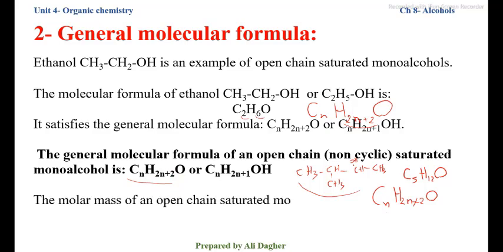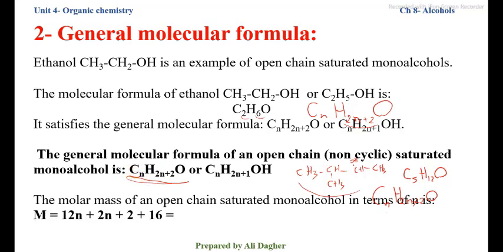The molar mass of an open chain saturated monoalcohol in terms of N, that means the molar mass of this general formula: carbon 12 times N, 12N; hydrogen 1 times 2N+2, equal 2N+2; and oxygen 16. Then 12N plus 2N is 14N, plus 2 plus 16 is 18. Then 14N+18 gram per mole is the general molar mass of a saturated non-cyclic monoalcohol.